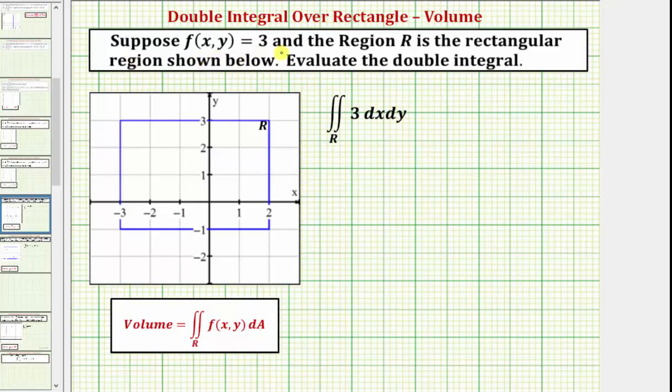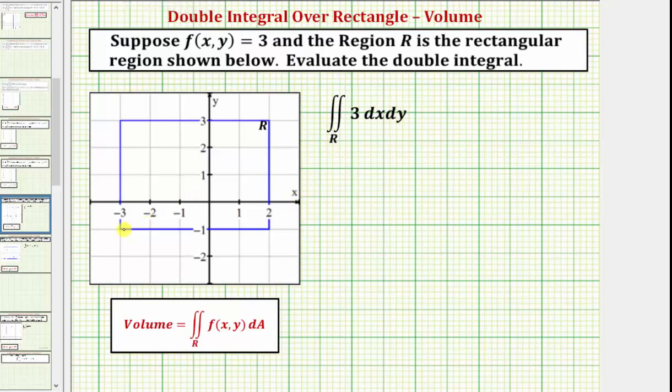Suppose f of x comma y equals the constant 3, and the region R is a rectangular region shown here in the xy plane. We want to evaluate the double integral. So there are several things to notice here. Let's first define the rectangular region in terms of x and y.